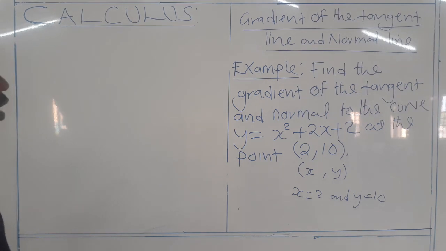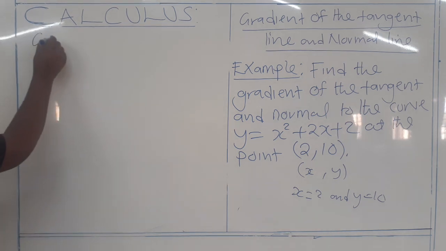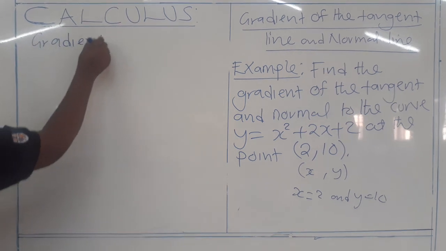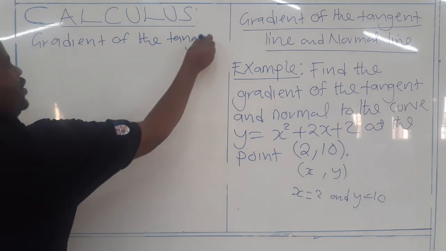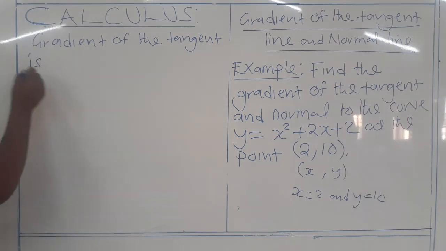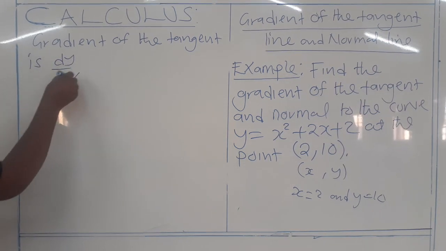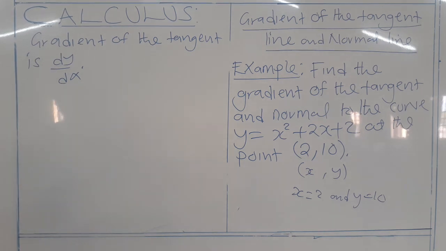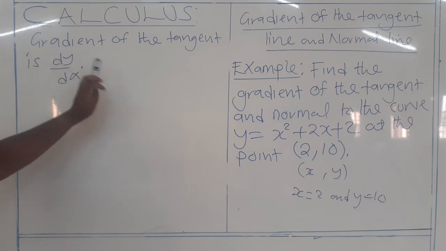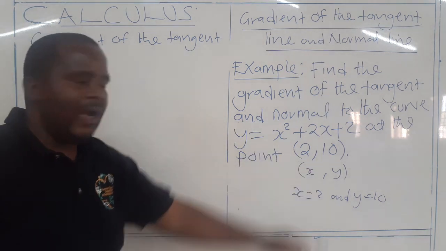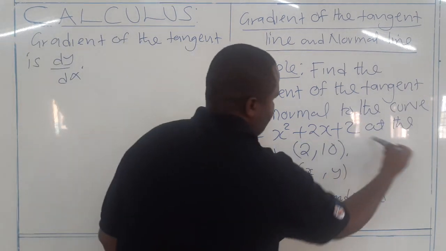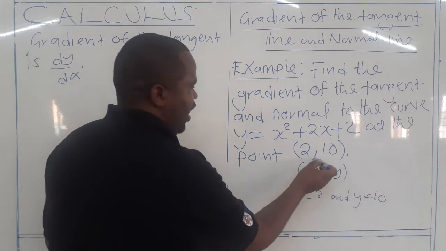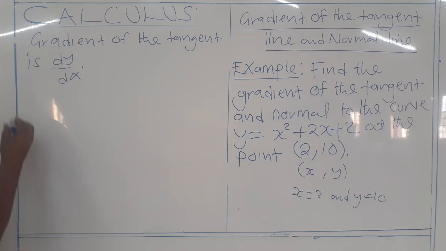Now, the gradient of the tangent is dy/dx. That's what we've said. So by gradient of the tangent, we want you to find the derivative of this function at (2, 10). What we are going to do is differentiate this function and find the value at that point.